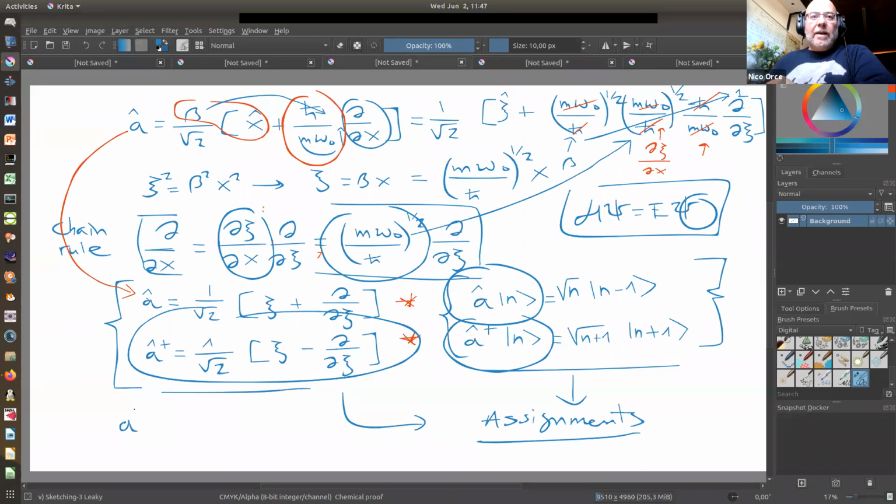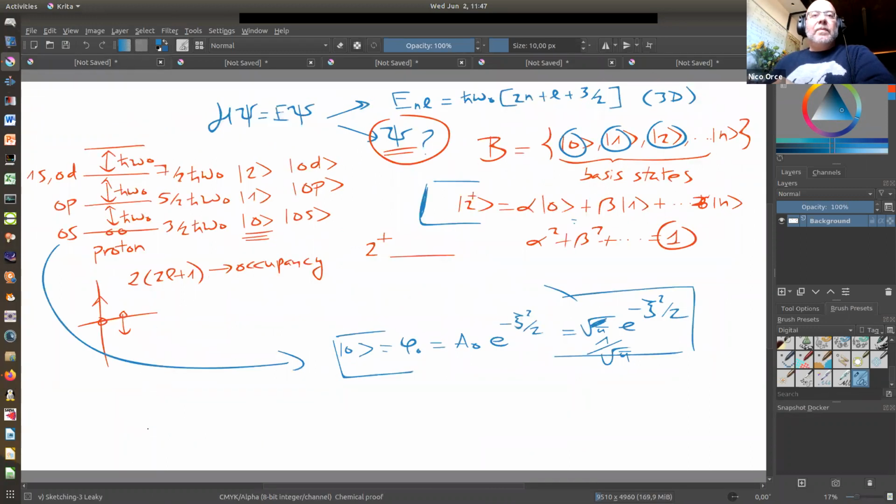So we know that A dagger on this rho naught will be equal to square root of n plus 1, where n was 0, so square root of 1 is basically 1. And then we have here rho 1. So your step, another assignment, is to get rho 1, rho 2, rho 3, up to the point where you get the Hermite polynomials.